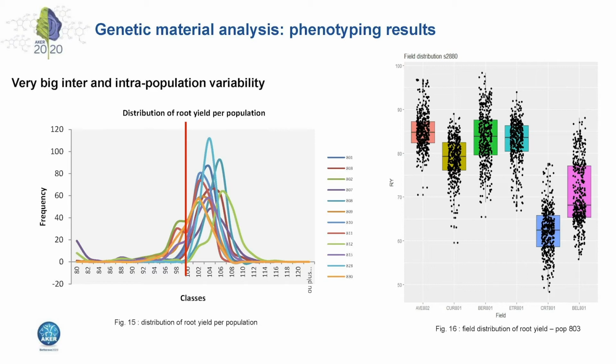Some populations perform better on average than others. On the graph on the right, the data, as an example, for the 6 fields of population 8 or 3, show the variation between fields but also within fields, and the differences in performance of the different hybrids.